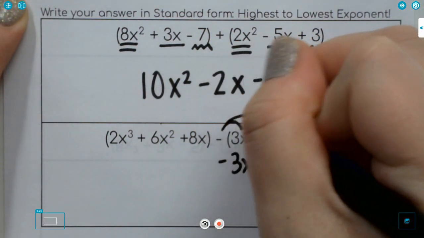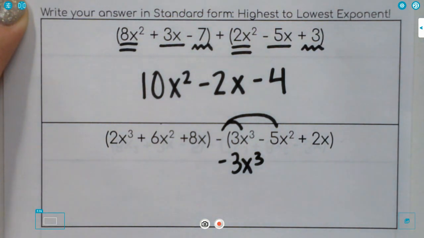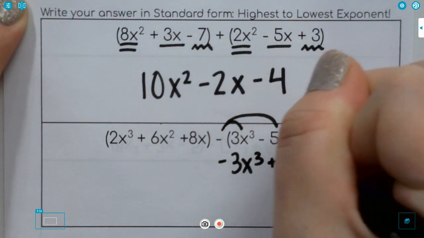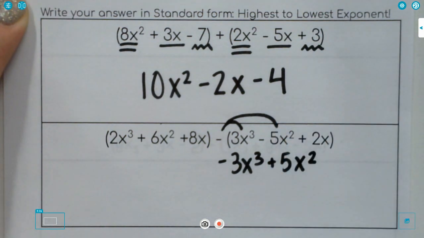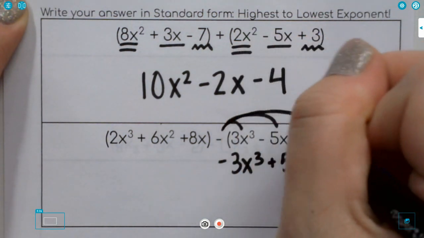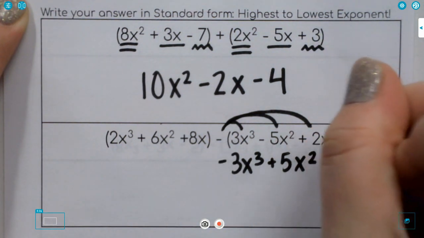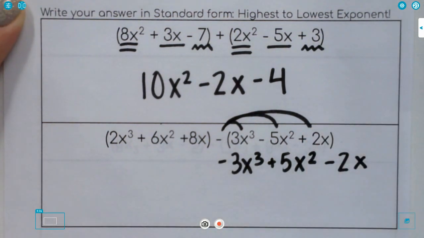This negative times this negative 5x squared, negative times negative is positive. So it becomes plus 5x squared. And then this negative times this positive, negative 2x. So there's a couple different ways you can think about it.